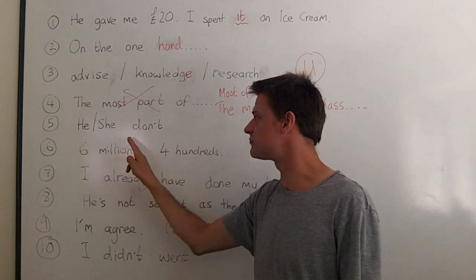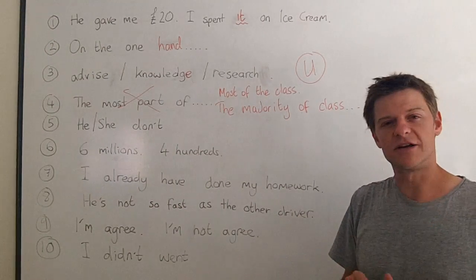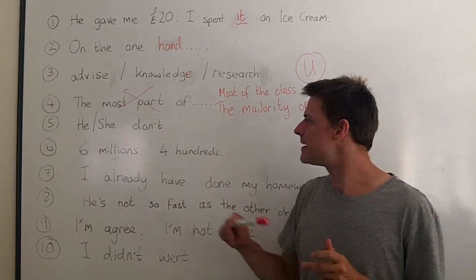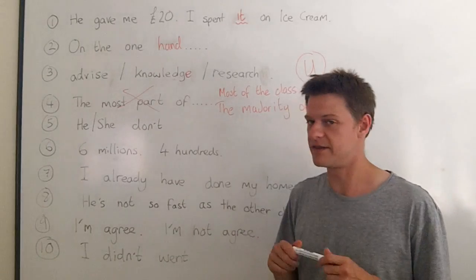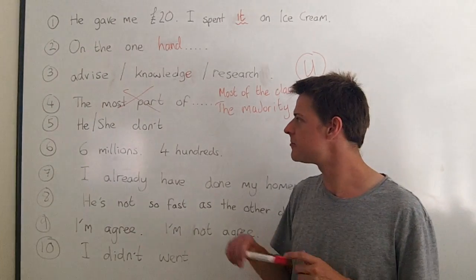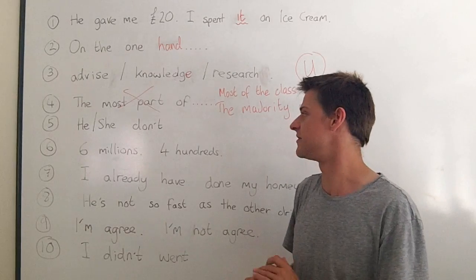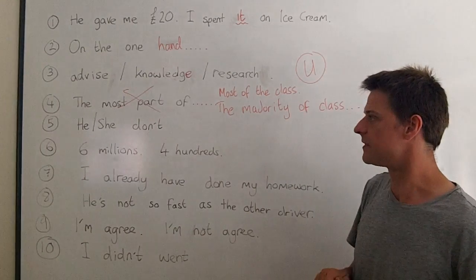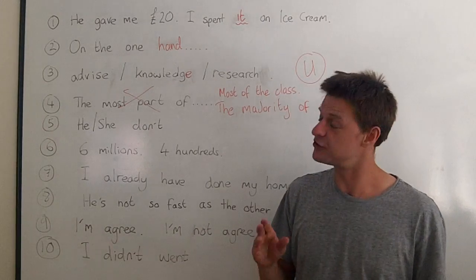Okay, number 5, you should recognise this mistake immediately. I have to be honest and say that there are many native speakers who make the same mistake when they're speaking fast. Many people do say, especially in this area, in the southeast of England, in London, lots of people say, she don't know nothing. And of course, it shouldn't be that.